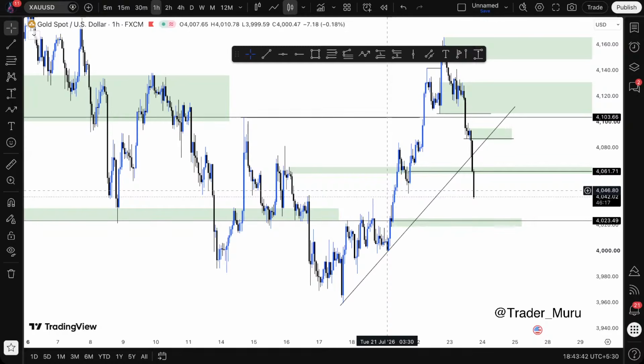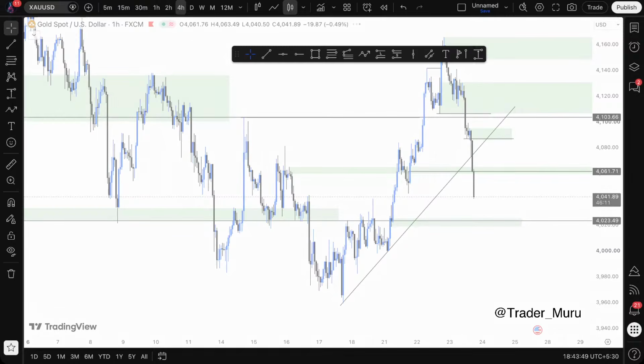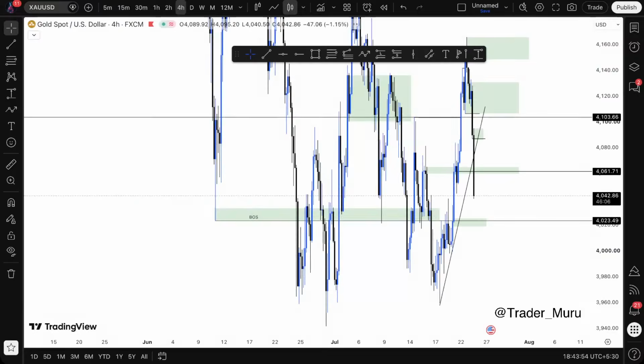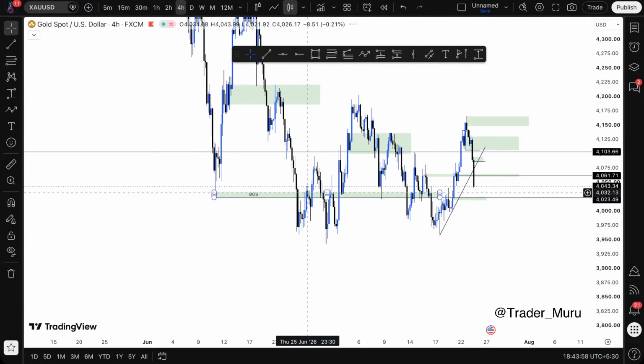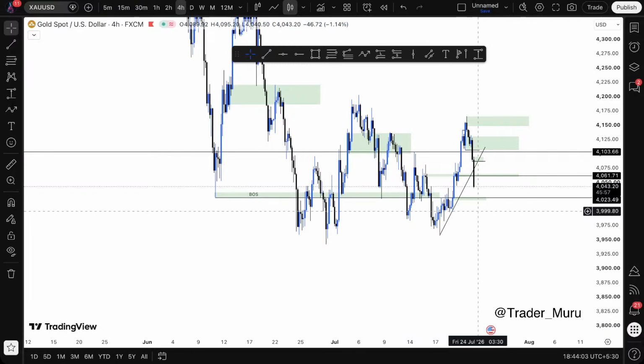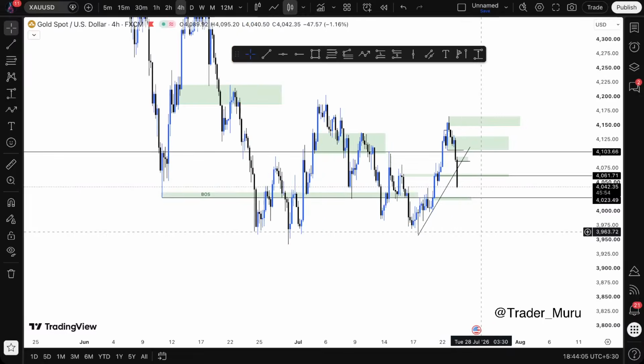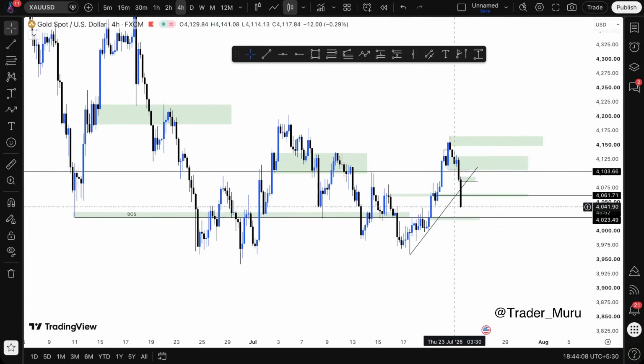Sir, what if price goes below 4023? If price goes below 4023 and closes the 4 hour candle below it, then short on the retest of that area, just like this. Your target will be 3963. That's simple.